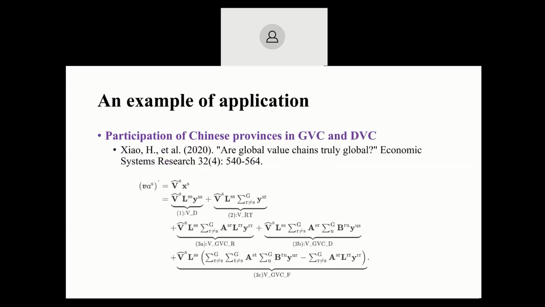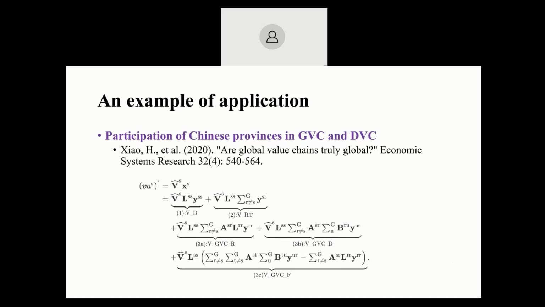Following a paper published in Economic Systems Research titled "Are Global Value Chains Truly Global?", we did a simple analysis on the participation of Chinese provinces in GVC and DVC. Here, DVC refers to the domestic value chain. In this paper, the value added of region S could be decomposed into 3 sections. One is the value added produced domestically and used domestically. Another part is the value added produced domestically but exported as final goods to another region. And the third section is the value added exported as intermediate goods to other countries or regions.